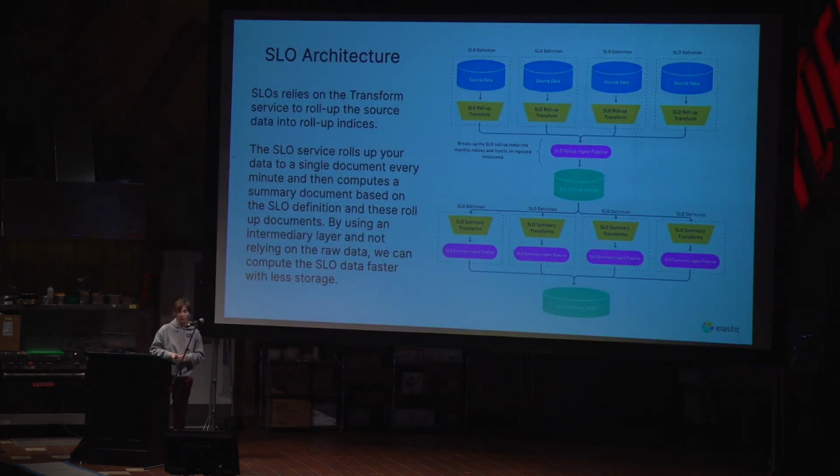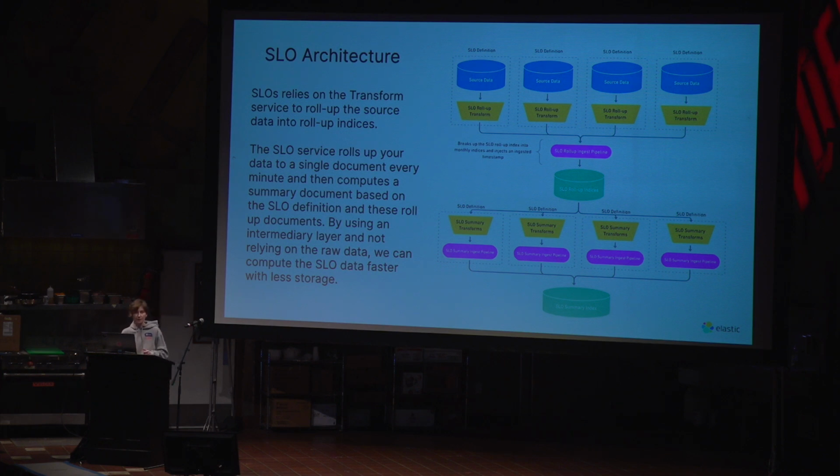Right, so basically how everything is architected, like I said, the SLO service is founded on the transform service that is used to roll up the source data into roll-up indices. So what happens under the hood is that the SLO service rolls up the data to a single document every minute, and then computes a summary document based on the SLO definition and these roll-up documents.